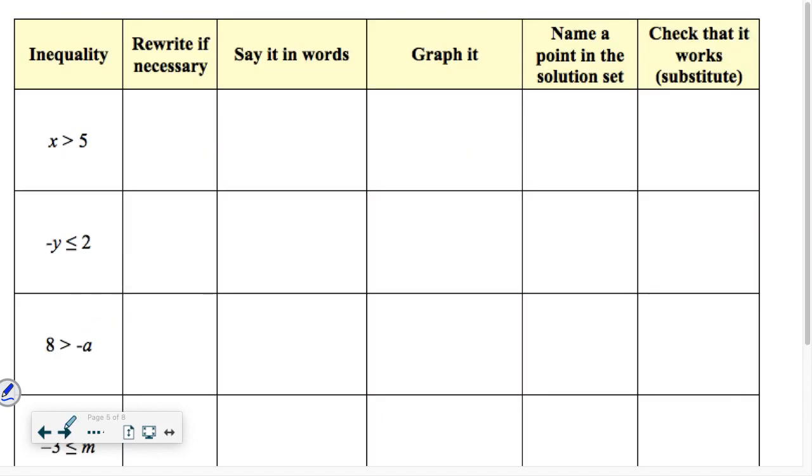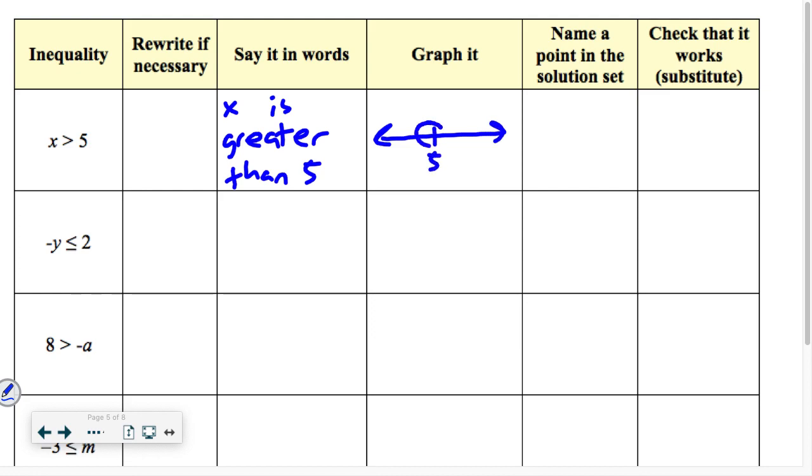Here we have a few possibilities. Now, when we look at these, again, the inequality, we're going to rewrite if necessary. That does not apply here, so we'll do that on the next one. Say it in words: x is greater than 5. Quickly graphing it, I'm just going to show right here. Here's 5. Greater than means it's an open circle, and then it's to the right because it's greater than.